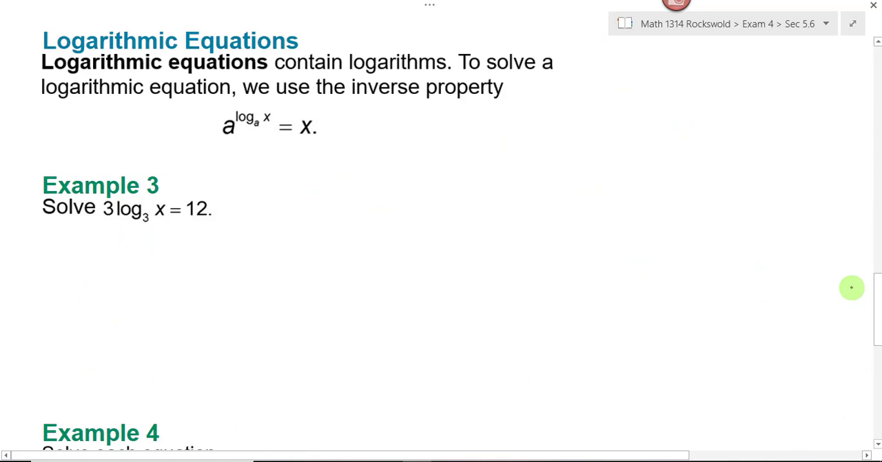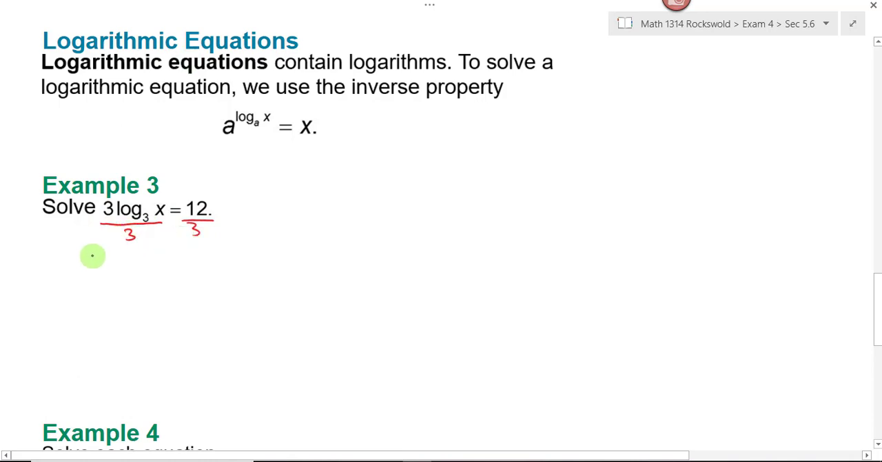Alright, logarithmic equations contain logs. To solve a logarithmic equation, we use the inverse property. Here it is again. If the base of the exponent and the base of the log are the same, then they are going to cancel each other out, and you're just left with x. In example 3, we have an equation to solve. The log has to be isolated now, just like we isolated the exponent. In order to get this log by itself, I need to divide both sides by 3.